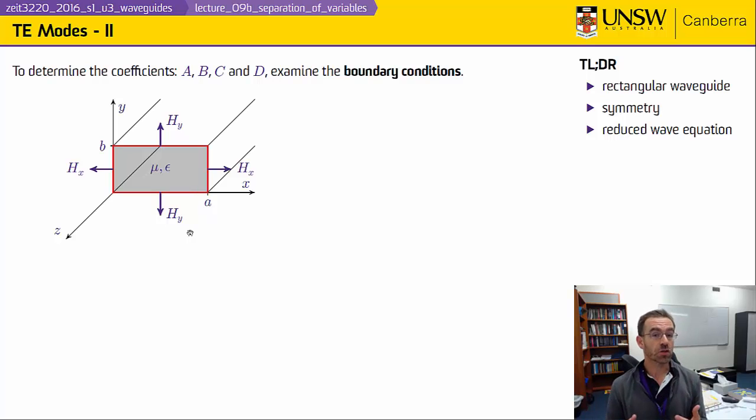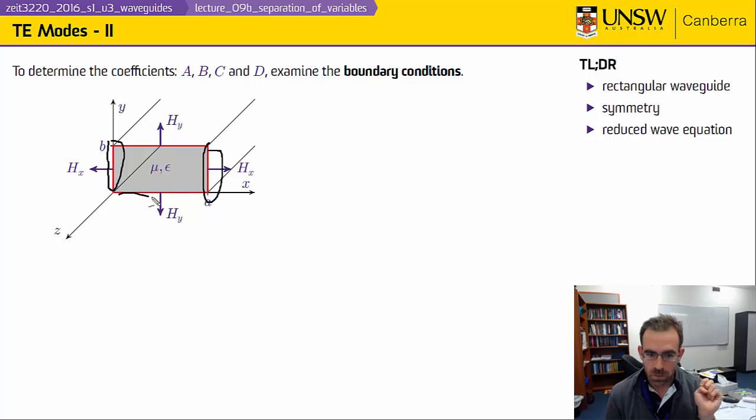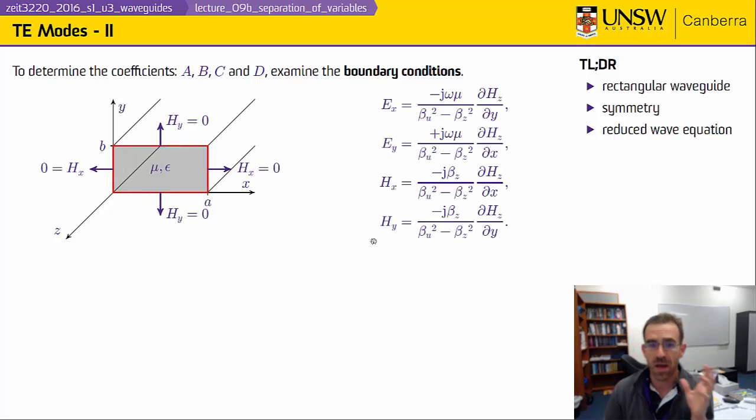And we'd get the same answer either way, but I'm choosing here to use the normal component of the magnetic field. And so at x equals 0, which is this interface on the left, and at x equals a, the x component of the magnetic field must be 0, and at y equals 0 and y equals b, the y component of the magnetic field must be equal to 0. And this is the boundary condition that we're going to use. So let's see how that ends up coming into play.